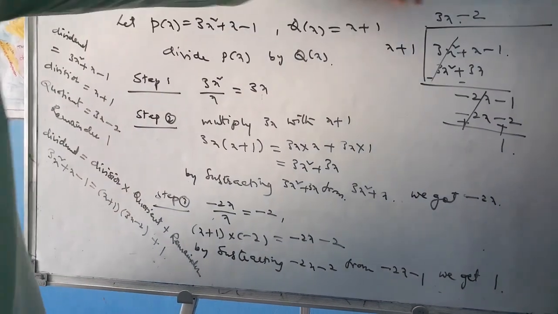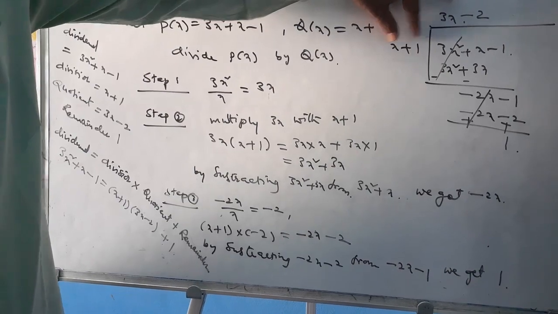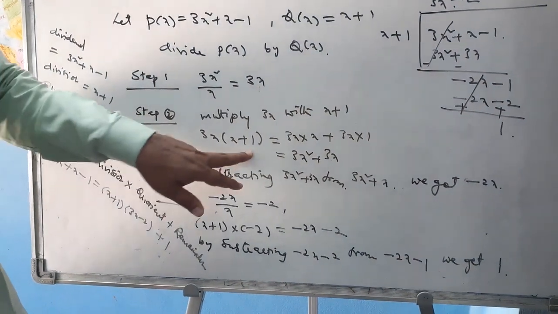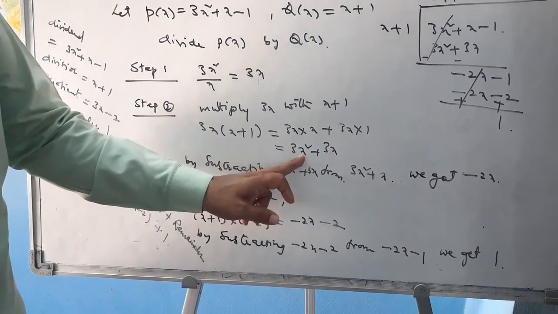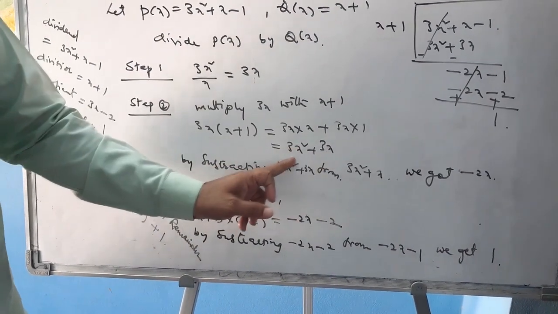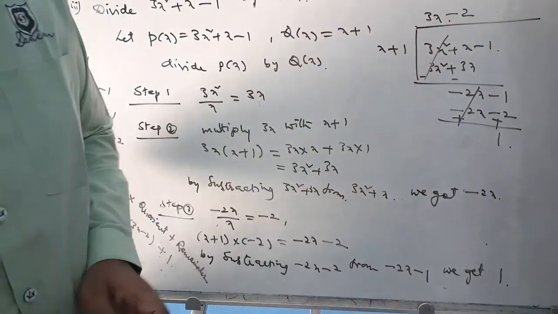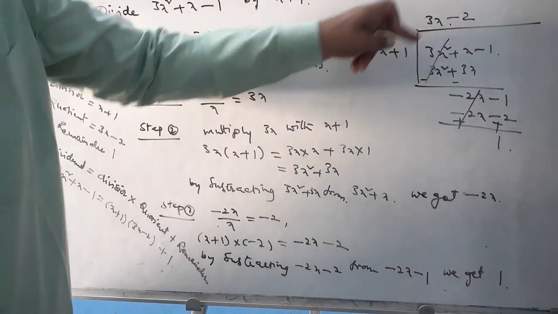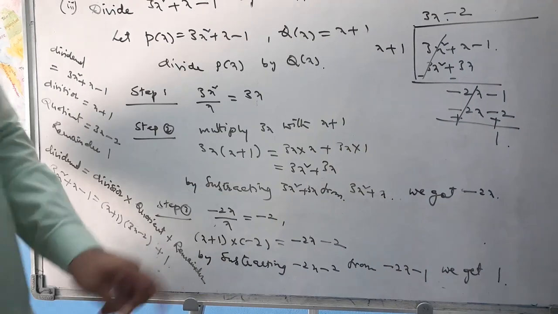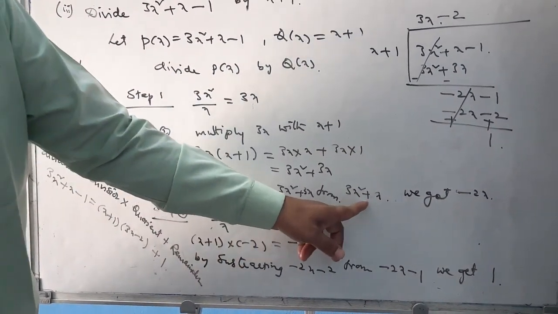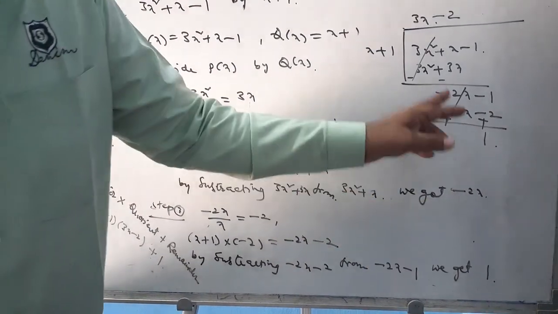So this 3x is multiplied with x plus 1. 3x into x plus 1, we will get 3x square plus 3x. This one we have to write here, and the signs will be changed. So subtracting 3x square plus 3x from 3x square plus x, we will get minus 2x.